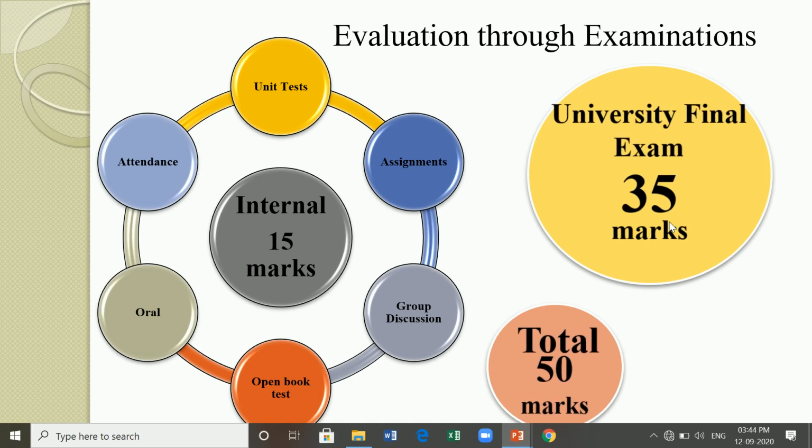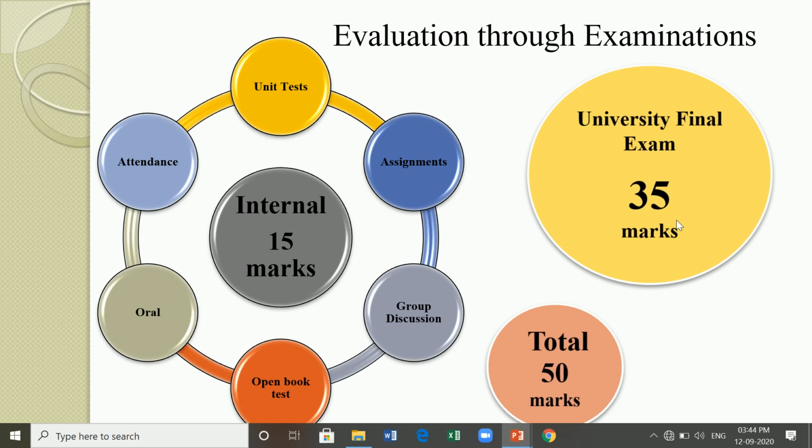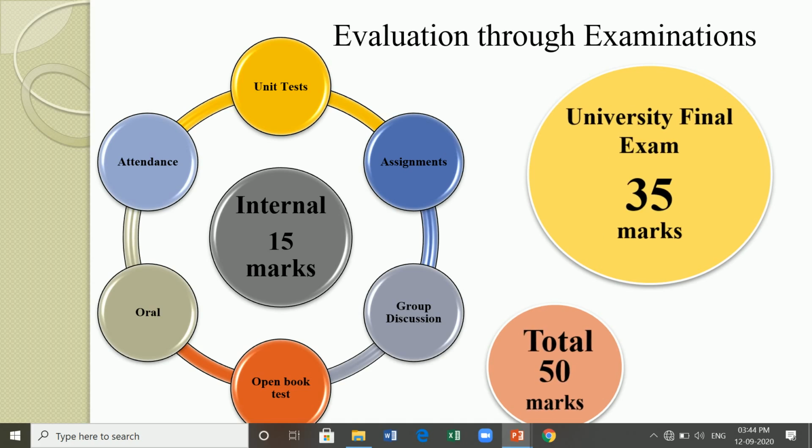And after completion of the syllabus, the university will declare the schedule of the final examination where you have to attempt the exam of 35 marks. So 35 plus 15 is equal to a total of 50 marks per subject. So this is the evaluation pattern for the examination for each and every paper.